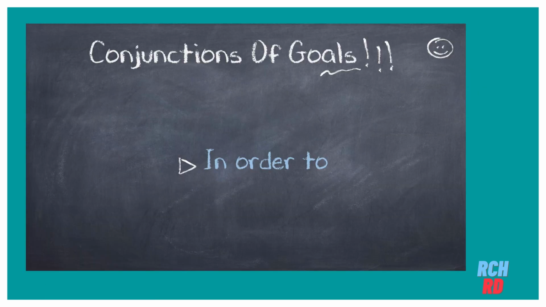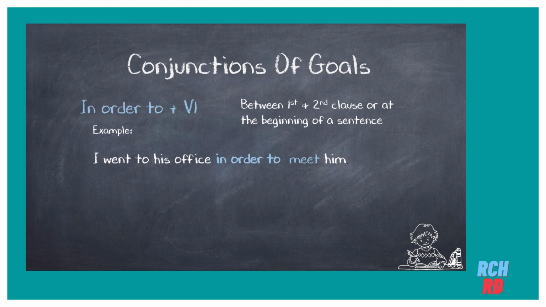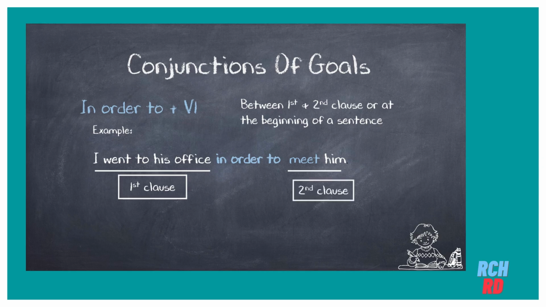The next one is in order to. The pattern is in order to plus verb 1. There are two different ways in using in order to. We can use it between the first and the second clause, or we can put it at the beginning of a sentence. Example, I went to his office in order to meet him. I went to his office is the first clause and meet him is the second clause. And in order to is between them. After in order to, we have to use verb 1.